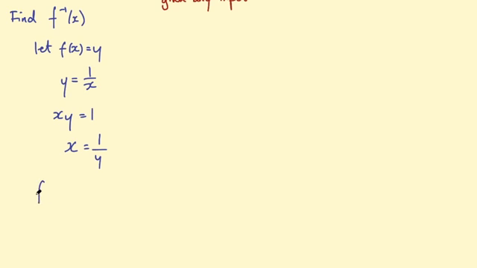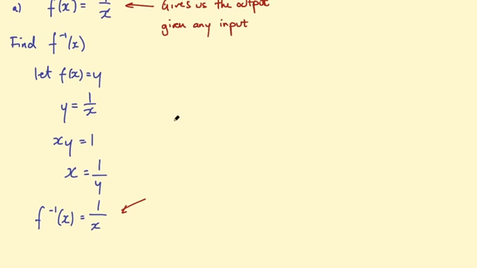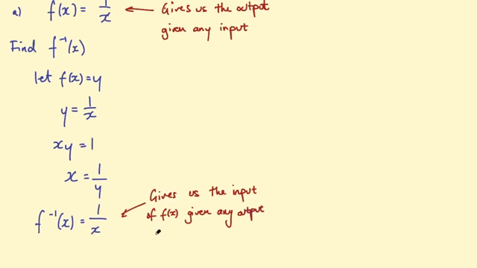So we call this f inverse, f to the minus 1, and the y becomes the input, so this is going to be 1 on x. So this gives us the input of the original function given any output. So you can see it's just the opposite or the inverse of the original function. I hope that makes sense.